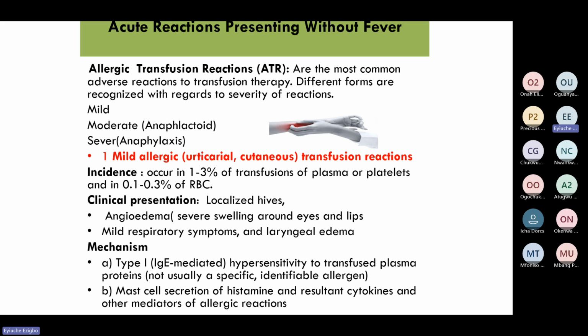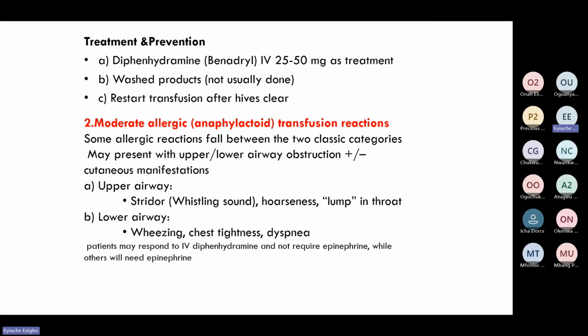So for mild allergic reaction, we have urticarial transfusion reaction. The incidence is 1 to 3% of transfusions of plasma or platelets and 0.1 to 0.3% of red blood cells. Clinical presentation includes localized hives, angioedema, that is severe swelling around the eyes and lips, mild respiratory symptoms, and laryngeal edema. It's mostly IgE mediated. Hypersensitivity to transfused plasma proteins, not usually a specific identifiable allergy. So mast cell secretion of histamine and resultant cytokines and other mediators of allergic reaction. So it's usually an IgE mediated allergic reaction. So treatment, clinicians talk about that better.